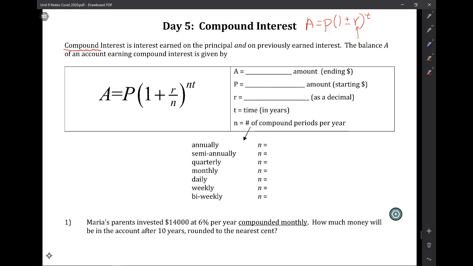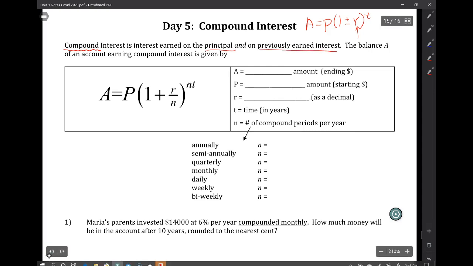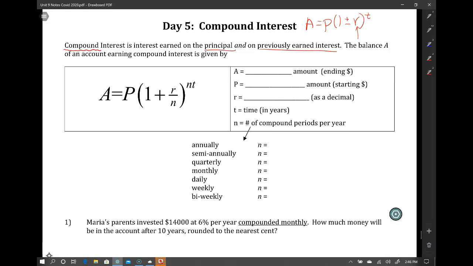But compounded interest is interest that's earned on the principal amount, so your initial amount, and on any previously earned interest. So, for example, when you put money in a bank, you get interest on that initial deposit. But now that you gained interest on that, you are going to get interest on the interest you've already earned from that initial deposit. And then you get interest on the interest on the interest. So it keeps compounding and growing over time. That's why we call it compounded interest.